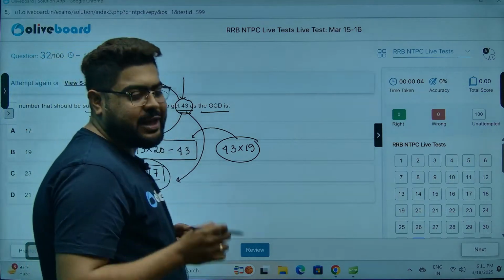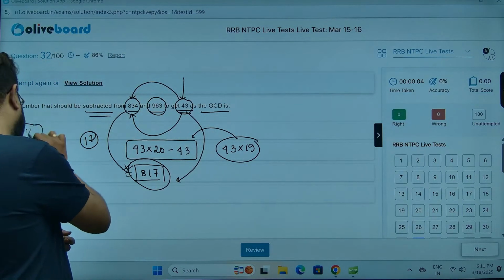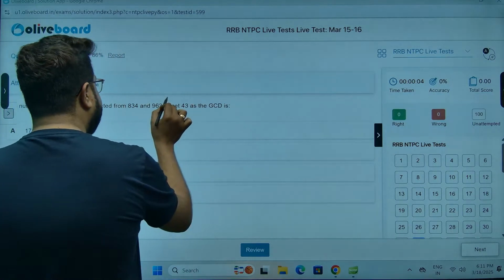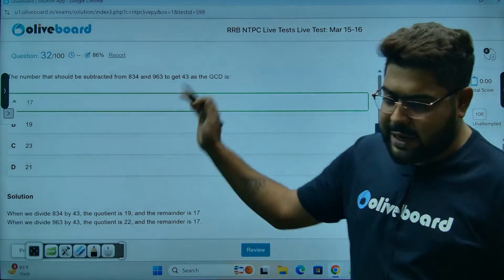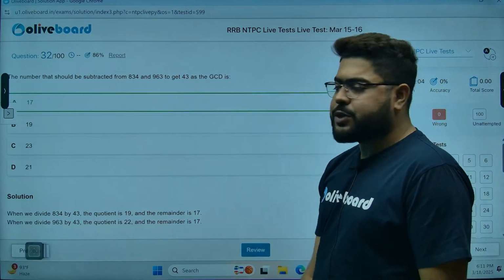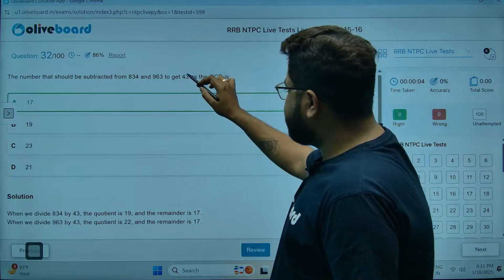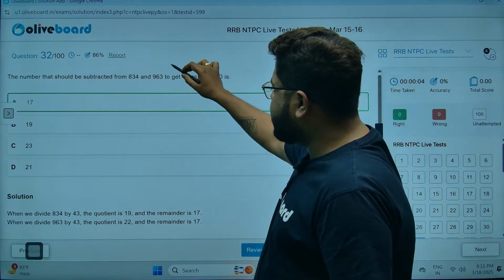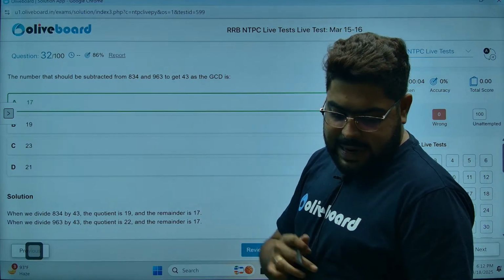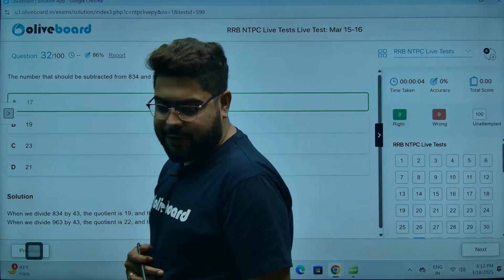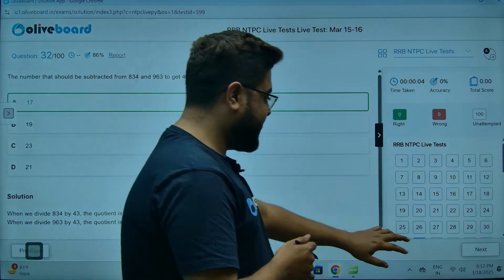And no option is more than that. That means 100% my answer will be option A, 17. I will not even check the other options. Because if any other option were the answer, it might work for 963, but for 834 that cannot be the case. This is the only possibility for 834. Moving on, sir.